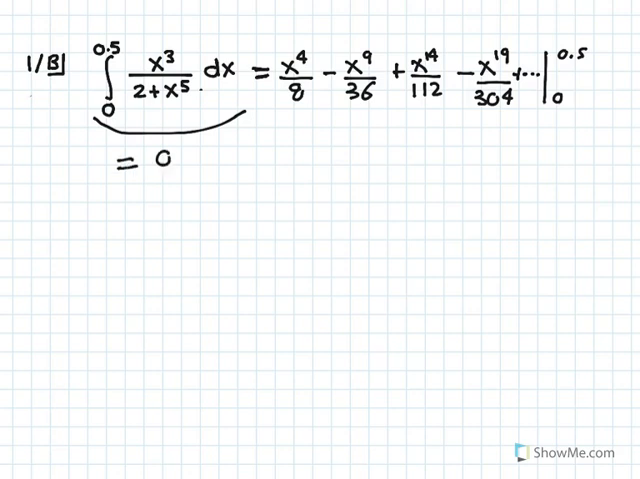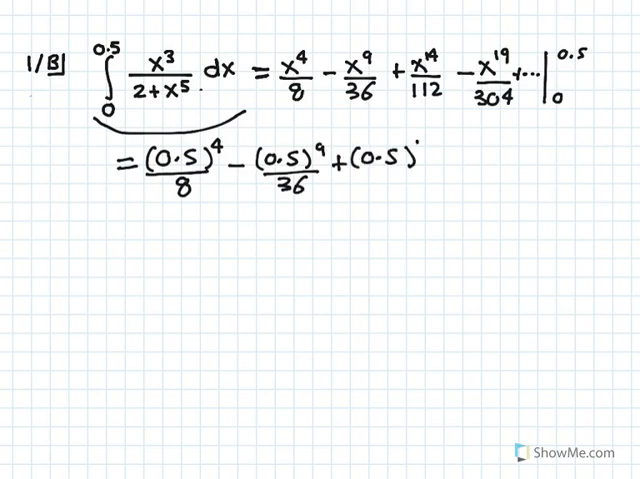We're going to get 0.5 to the power of 4 divided by 8 minus 0.5 to the power of 9 divided by 36 plus 0.5 to the power of 14 divided by 112 minus 0.5 to the power of 19 divided by 304. This is an infinite series. Now the question here is, how many terms do we add up?